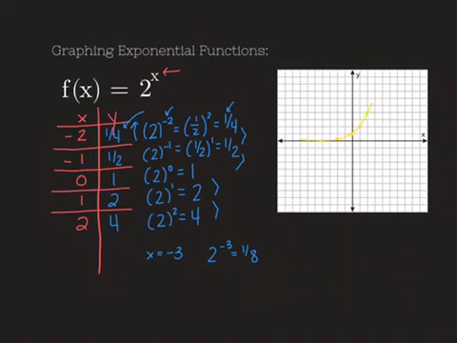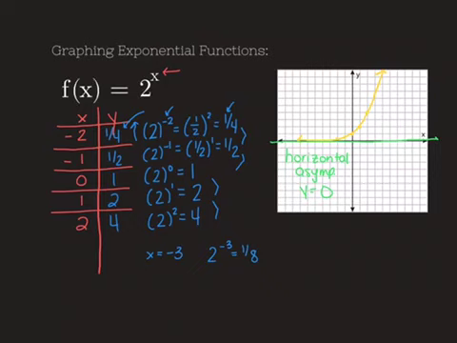You'll notice I'm not crossing the x-axis. We're going to talk about this a little more in depth in a moment, but this x-axis right here is actually a horizontal asymptote, and that is at y = 0. So my graph just gets closer and closer and closer to that x-axis, but it never crosses or touches.